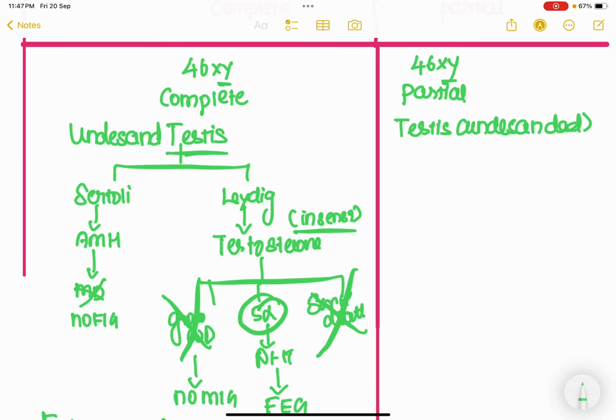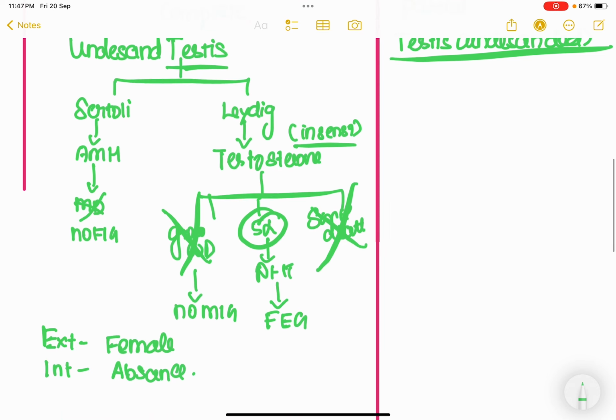In the partial variety, they are partially sensitive and partially resistant. So here also the gonad is going to be an undescended testis. When talking about the internal genitalia, since they are partially resistant to the testosterone and partially sensitive, the sensitive part will cause the growth of the Wolffian duct. But this growth is going to be very partial, since there is partial insensitivity to the androgens. So the Wolffian duct will grow, but only very partially, since there is partial resistance present.